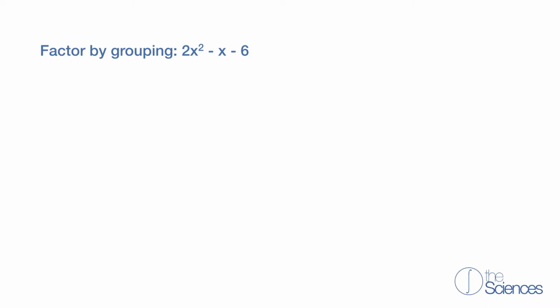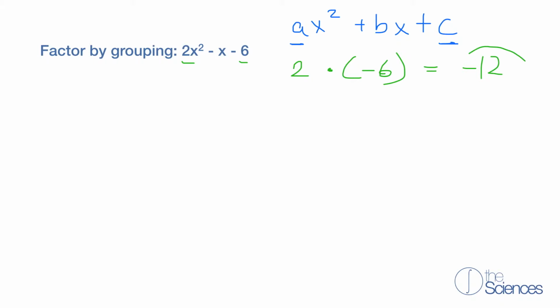Factor by grouping 2x squared minus x minus 6. So a trinomial has the form ax squared plus bx plus c. The first thing we want to do is multiply our leading coefficient a times our coefficient c. So here that's 2 times negative 6, which equals negative 12. Now we want to find factors of negative 12.